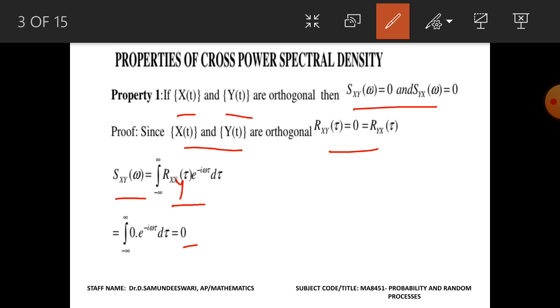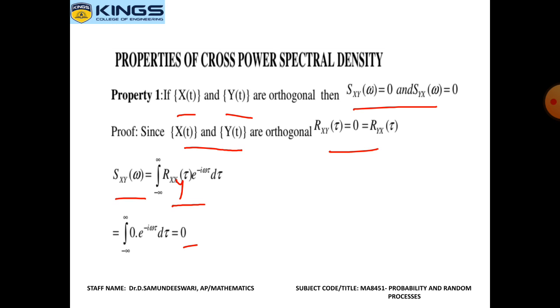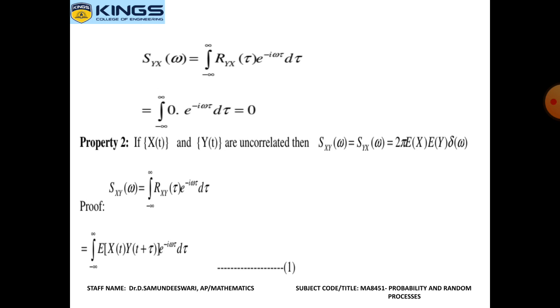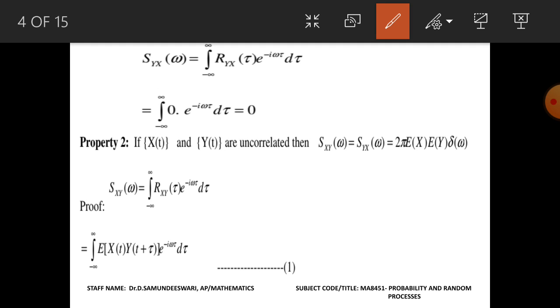Similarly, we prove Syx(omega) is also equal to 0. What is Syx(omega)? It is the integral from minus infinity to plus infinity, the Fourier transform of Ryx(tau), that is Ryx(tau) e^(-i omega tau) d tau. So put the Ryx(tau) value equal to 0. So 0 into e^(-i omega tau) d tau is equal to 0. So if x(t) and y(t) are orthogonal, then their cross spectral density value is automatically equal to 0.